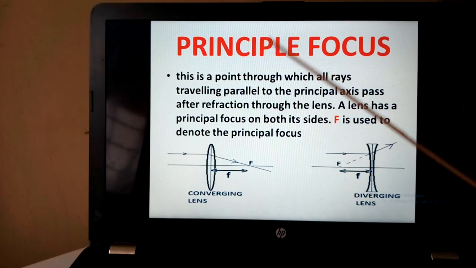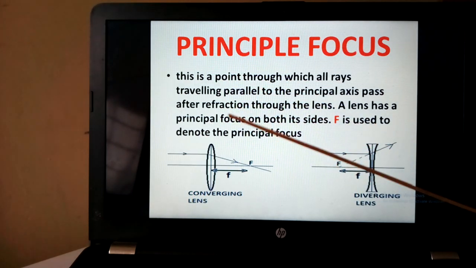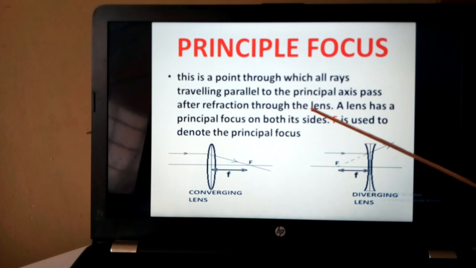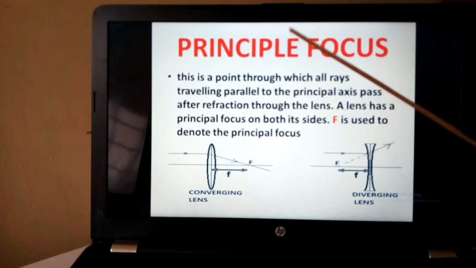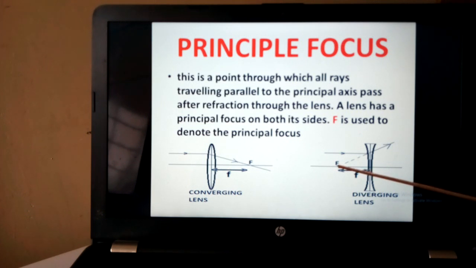This is correct. Okay, this is correct spelling now. This is a point through which all rays traveling parallel to the principal axis pass after refraction through the lens. So there are three key things: that rays that are parallel pass through the lens and converge or appear to have converged.